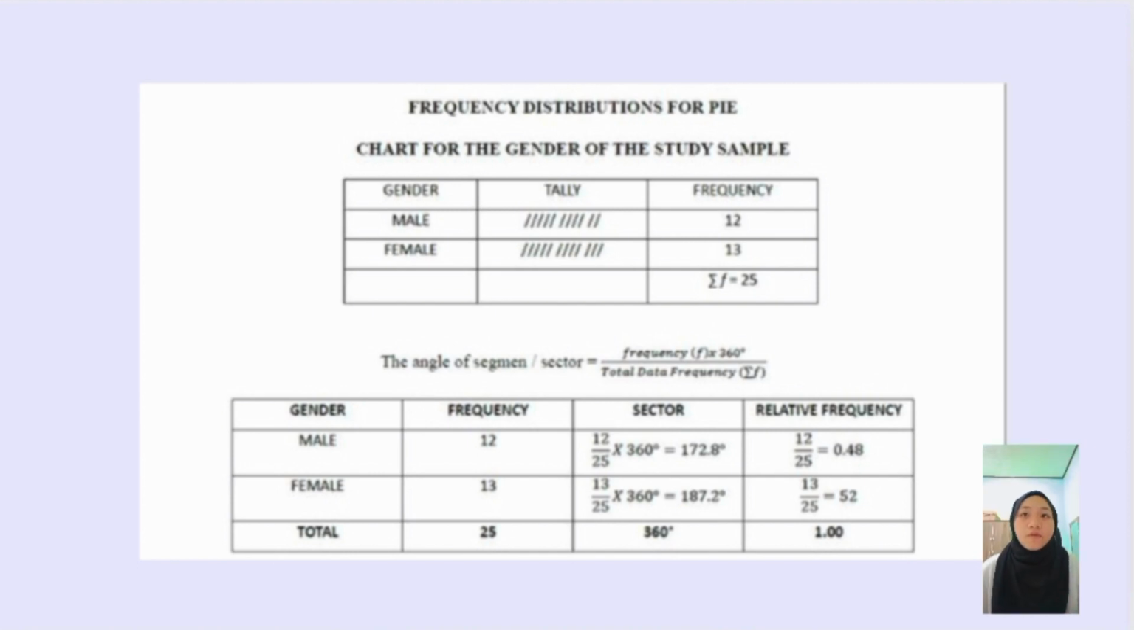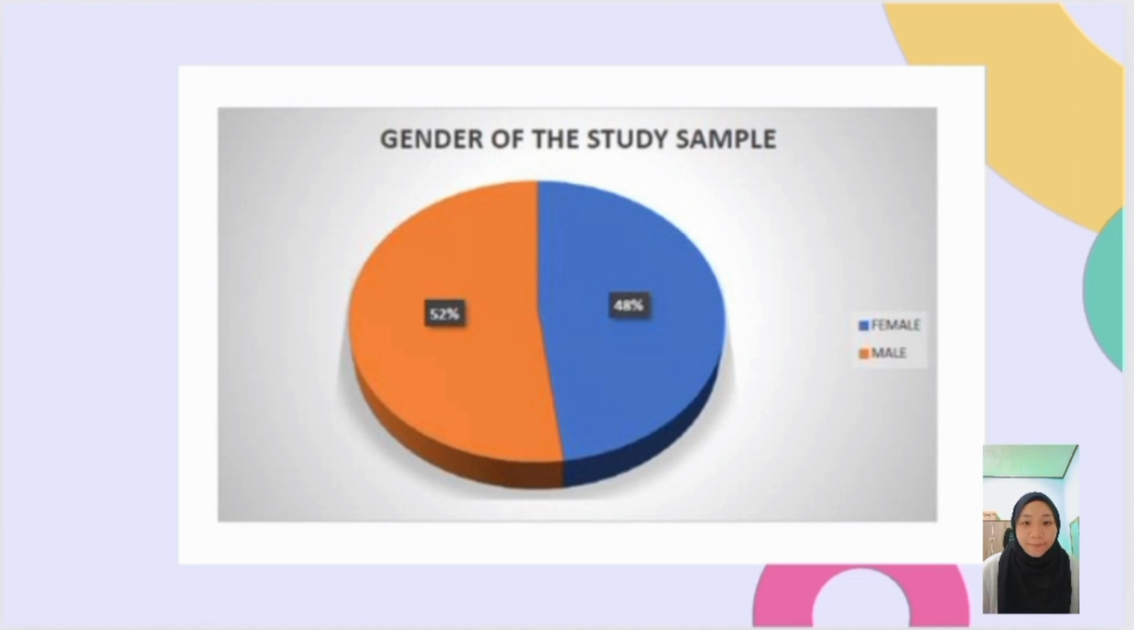This is the table for the frequency distribution for the pie chart for the gender of the study sample. For the gender of the study sample, they have male and female. The first step, make a tally mark for each data entry in the appropriate class.